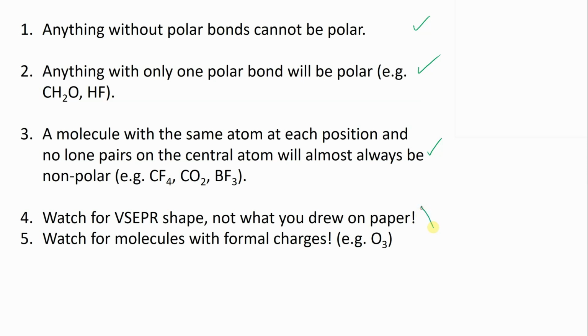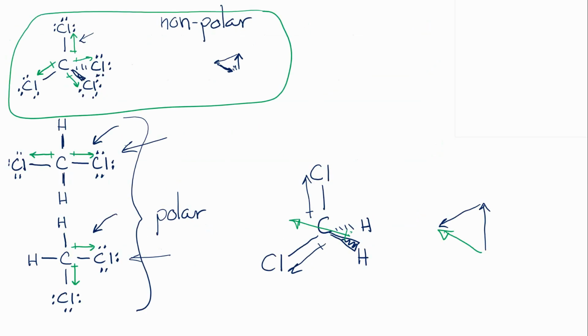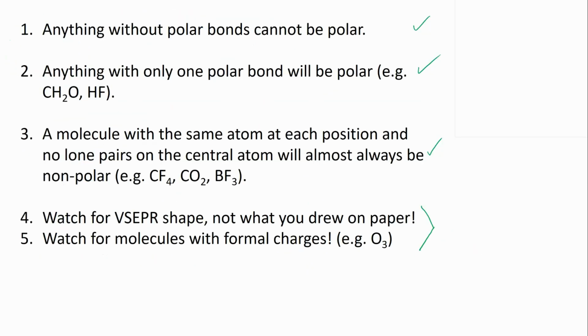Two things to watch out for. First, it's the VSEPR shape, not the shape you end up drawing on paper when you do your Lewis structure that matters. That was a potential hiccup when we looked at the carbon dioxide and the water. We drew the water linear, but that doesn't mean it is linear. Okay, and then the second one is, even if you don't have polar bonds as predicted by electronegativity, if you have a molecule that has formal charges, then you have charge separation in the molecule, and the molecule will be polar.